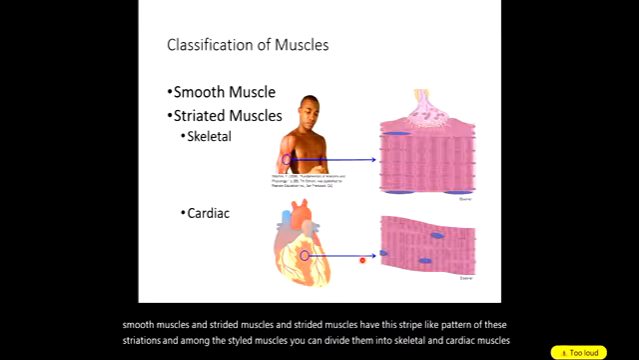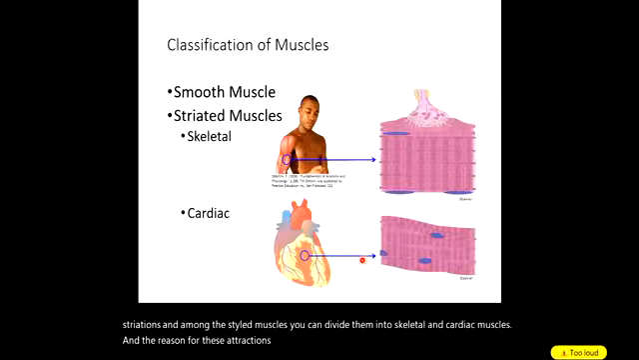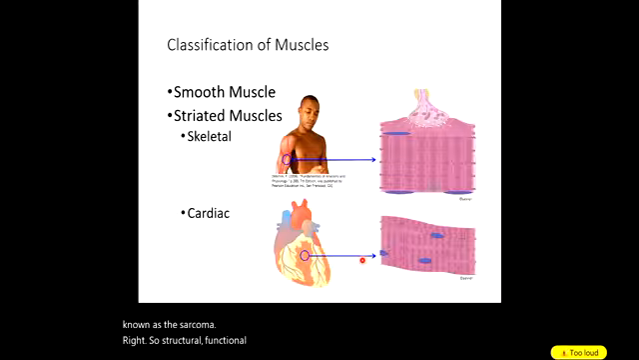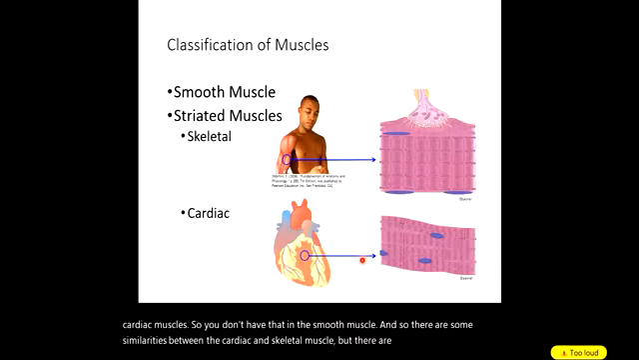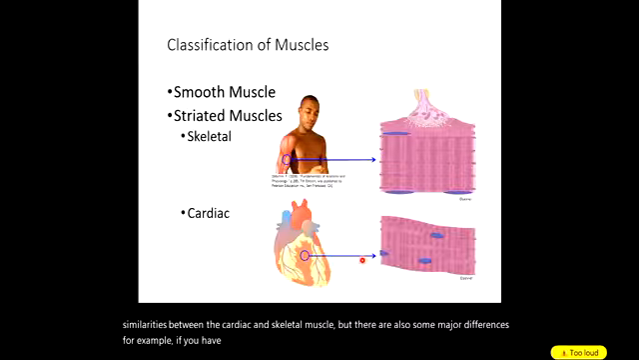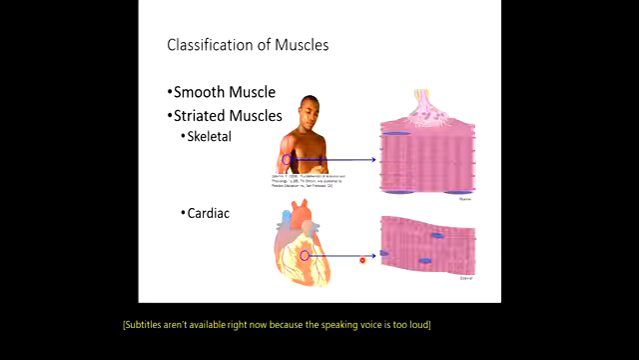And the reason for these striations is the presence of the structural and functional unit, which is known as the sarcomere. Right? So sarcomere is a structural and functional unit in the muscle, and you have those sarcomeres in skeletal and cardiac muscles, but you don't have that in the smooth muscle. And so there are some similarities between the cardiac and skeletal muscle, but there are also some major differences. For example, you have no control over the contraction and relaxation of the cardiac muscle, but you can control many of your skeletal muscles. So with that, let's take a closer look at the structure of the skeletal muscle.